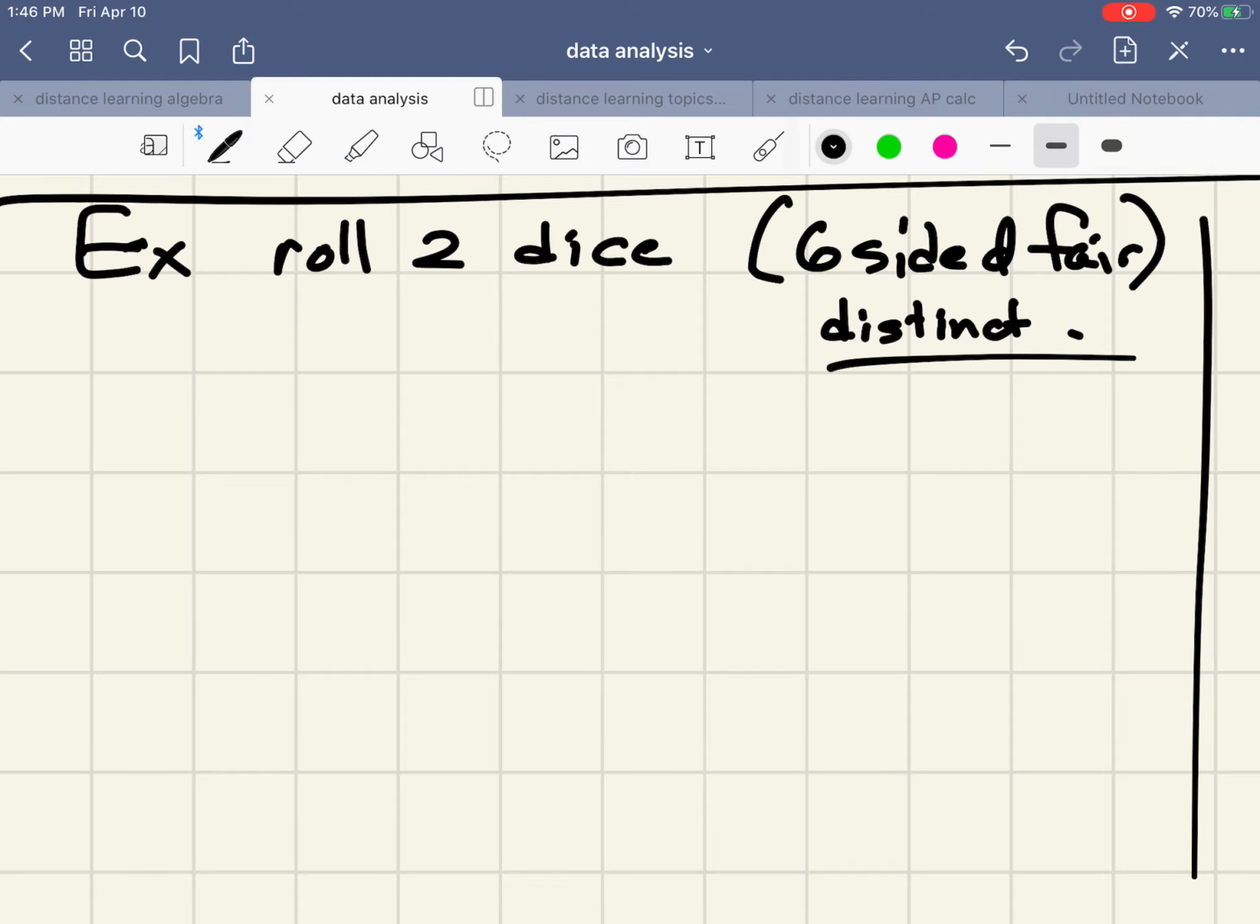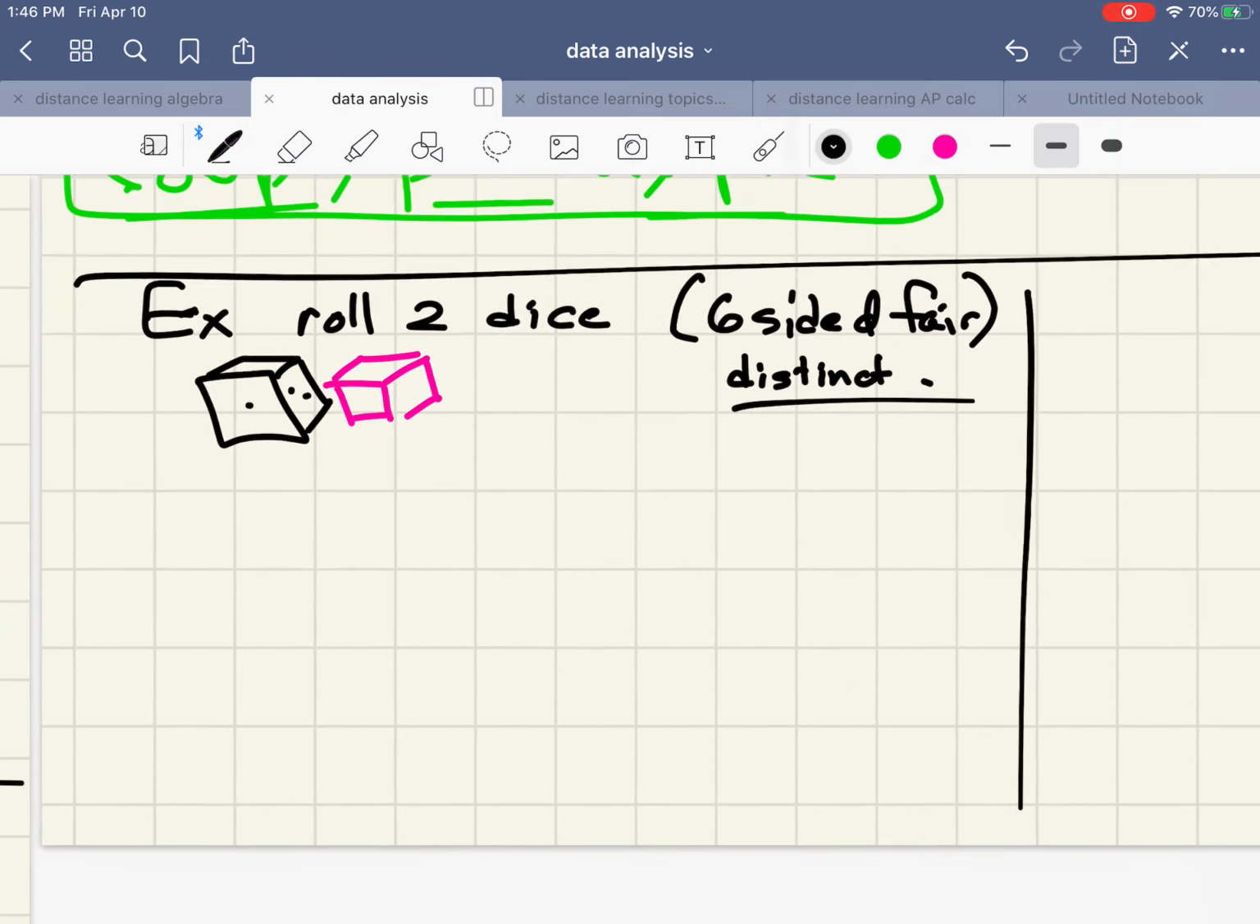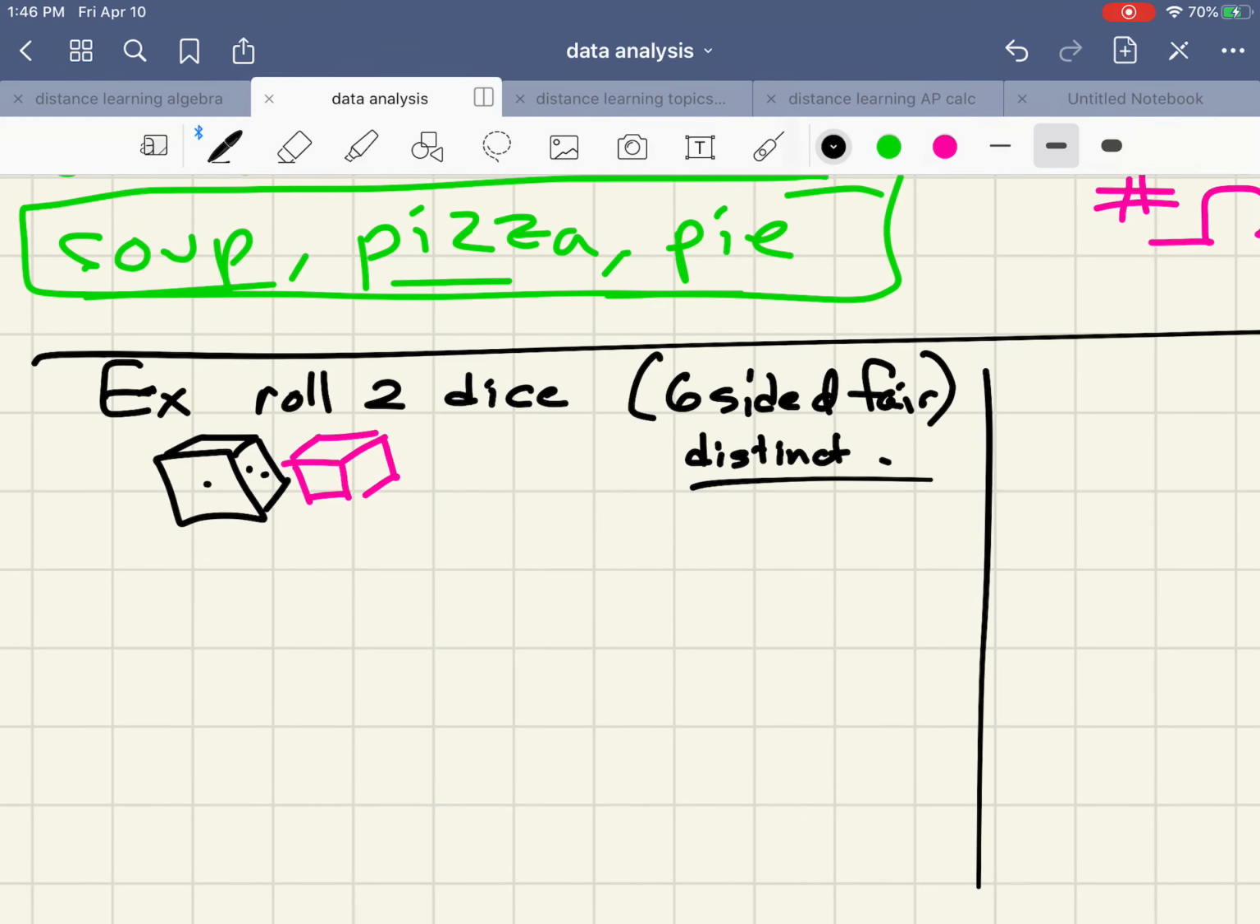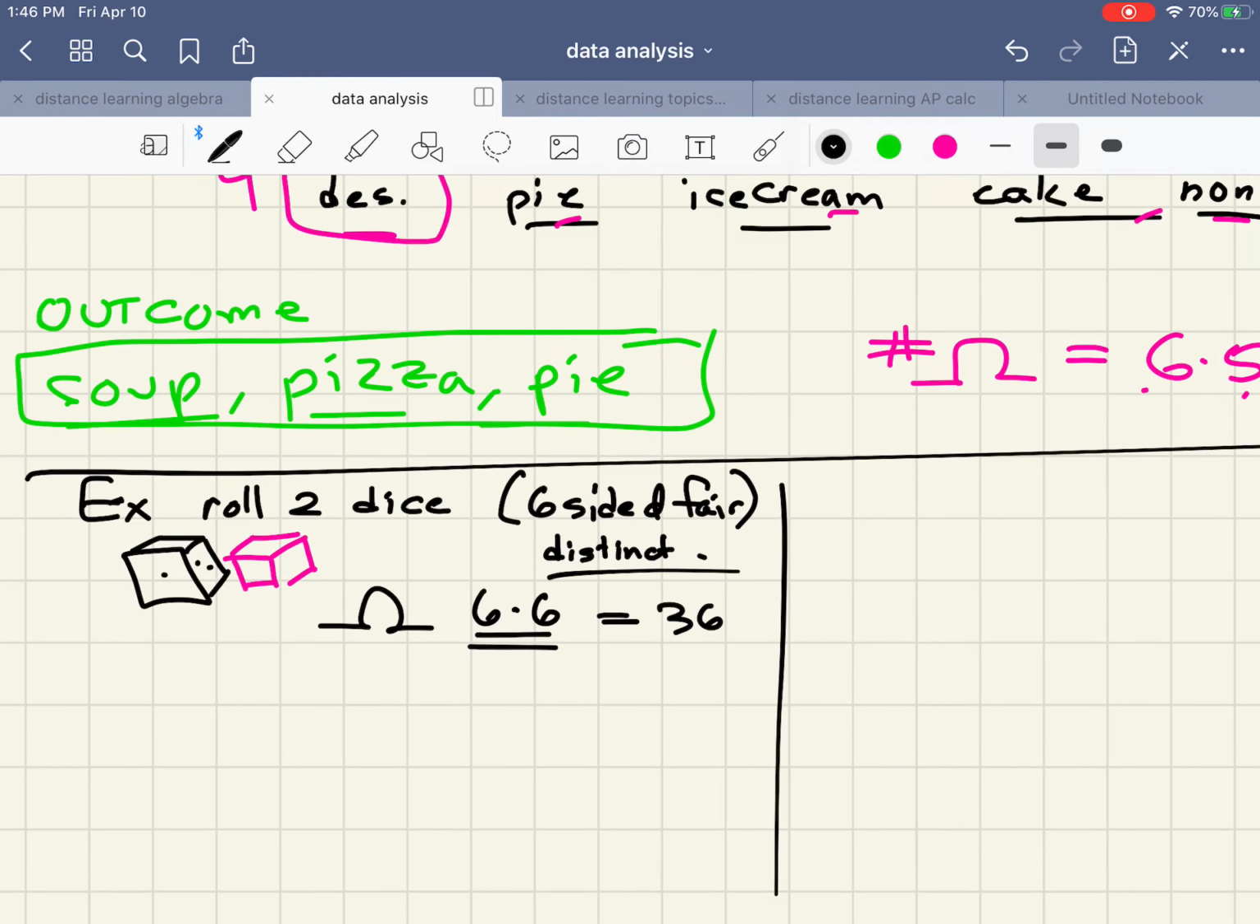The fact that they are distinct means you can tell the 2 dice apart, and that a 4 on one is different than a 4 on the other. So for example, you might have die number 1 is a white die, and die number 2 is a pink die, so that you can compare them and see the difference. So if we're just looking for sample space, there's 6 times 6, or 36 different options.